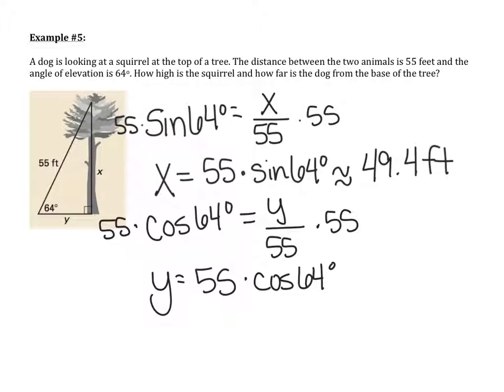But again, of course, we want to get an approximation of that, so I'm going to type it into my calculator and get about 24.1 feet. So the squirrel is about 49.4 feet up in the tree, and the dog is about 24.1 feet away from the base of the tree.